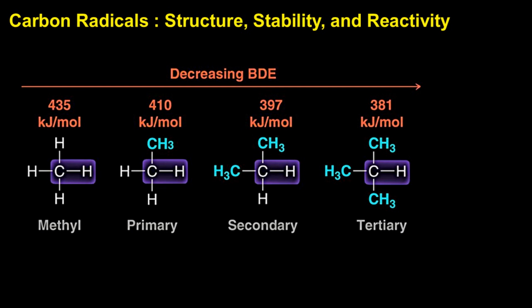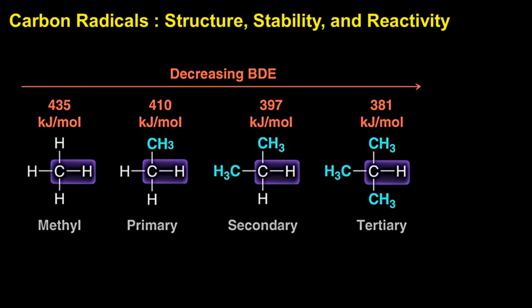Here's how the numbers stack up. Forming a methyl radical takes about 435 kilojoules per mole. A primary radical needs around 410, secondary is about 397, and tertiary just 381. So tertiary radicals are not only more stable, they're also the easiest to make. This shows just how closely radical stability is tied to bond strength.